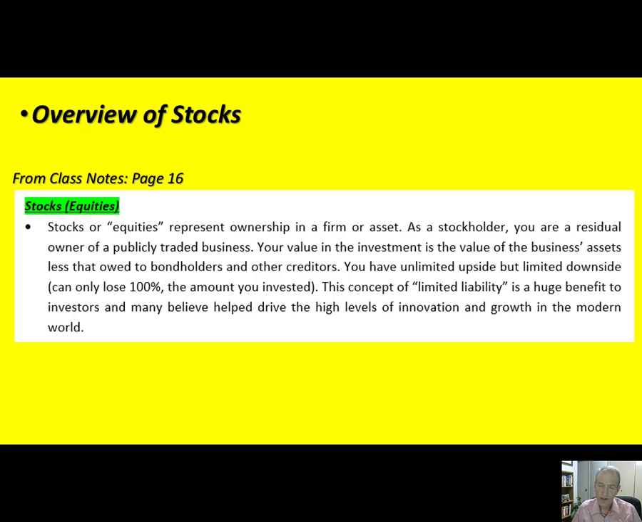Equity sounds cooler, though. It did sound cooler for me to be Vice President of Equities and not Vice President of Stocks. I agree, it's a better title. But as a stockholder, you are a residual owner of a publicly traded business. By residual owners, that means you get all the assets of the firm after they pay off all the bondholders and other creditors.